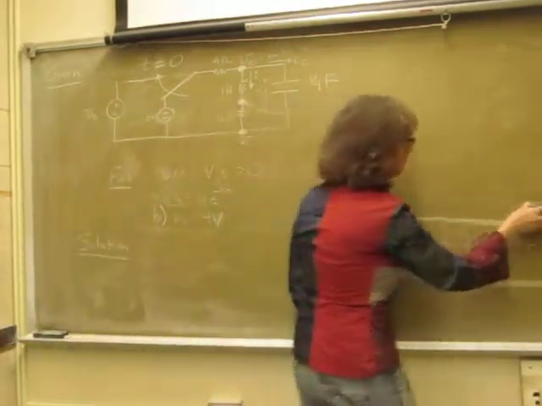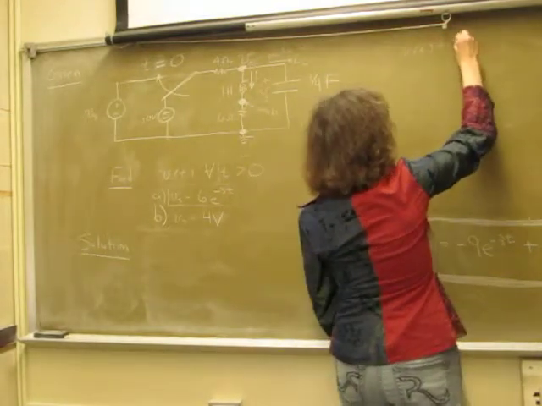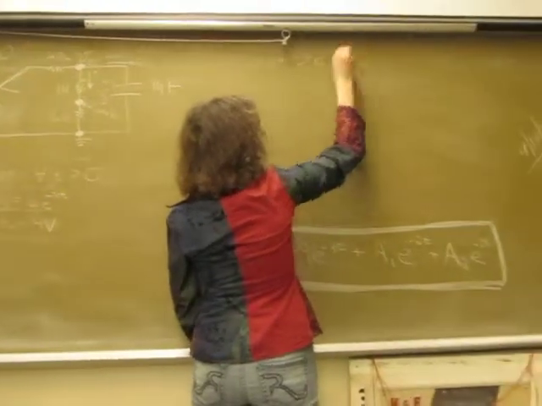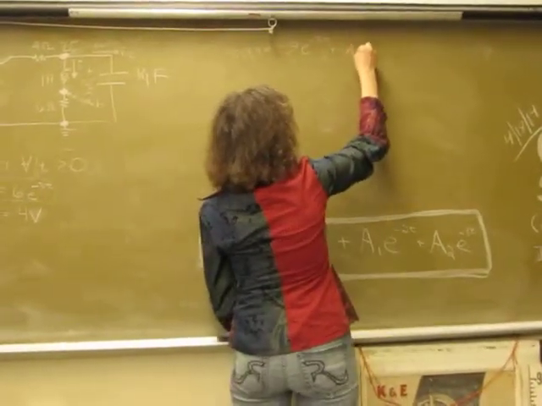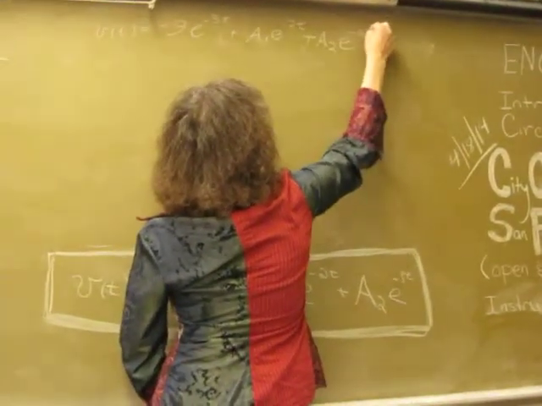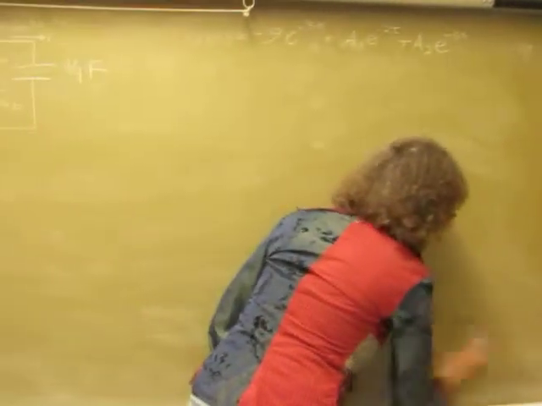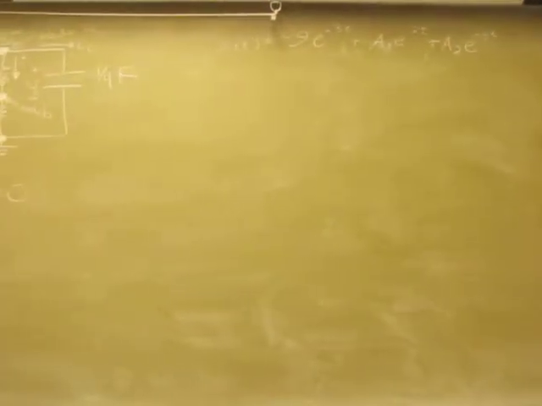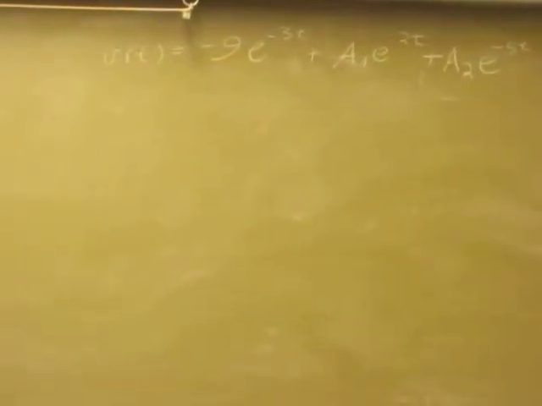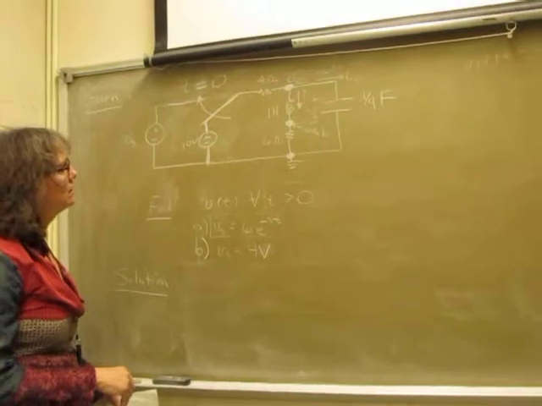Okay, but here's what we've got so far. Let me put this up here. We've pretty much got the answer. Minus 9 e to the minus 3t is the forced part of the solution, and then the natural part of the solution has these arbitrary constants in it, and that's the only thing left we have to do, figure out what those arbitrary constants are. And we know that to get those, you have to have the initial conditions. So I need to go back to the original circuit where the switch is in this position at t less than 0. And I need to find i and v.